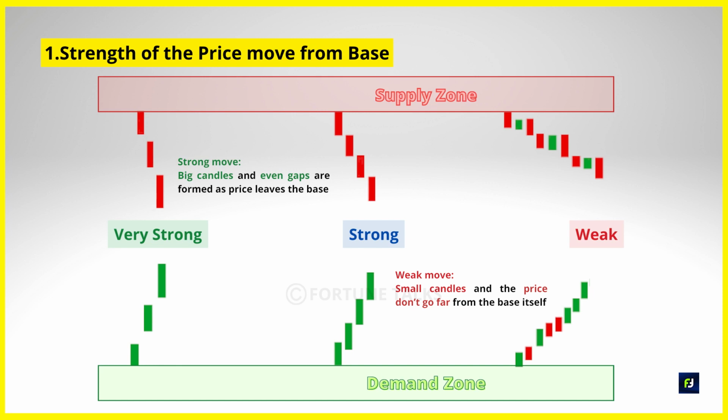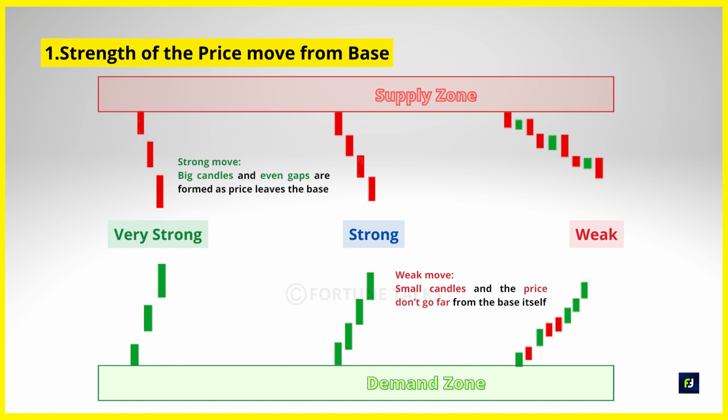The first and foremost odds enhancer is the strength of the price move from the base. Now the first thing to look at is the strength of the move out of the origin or the basing structure. In other words, we look at how the price leaves the supply or demand zone. Was it actually a strong move or a weak move?